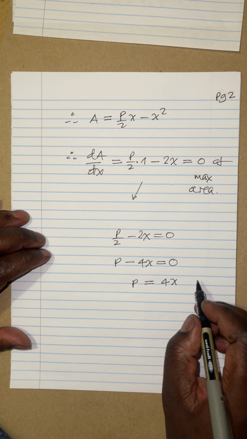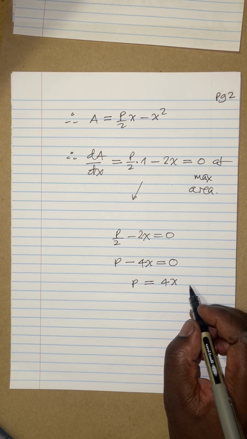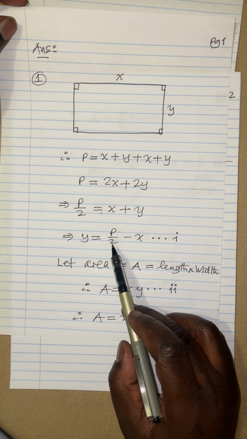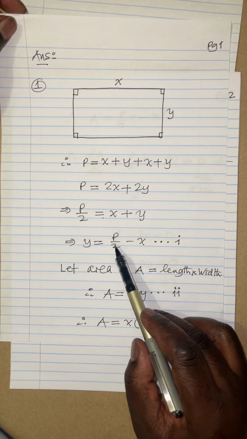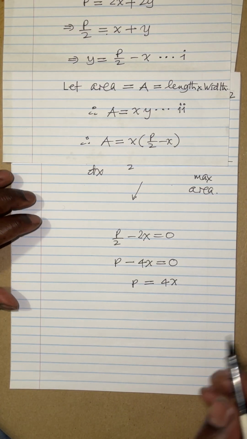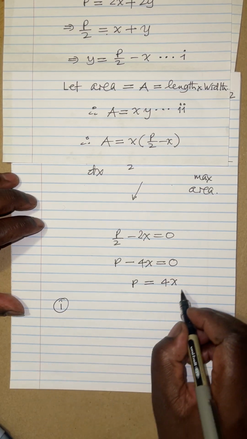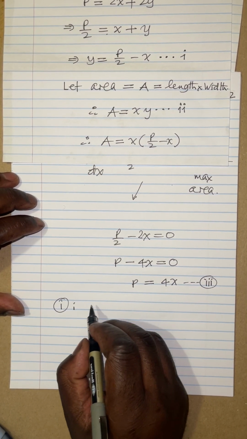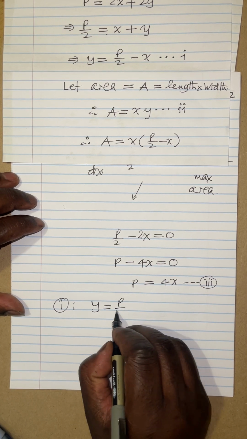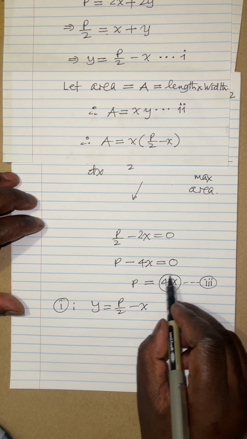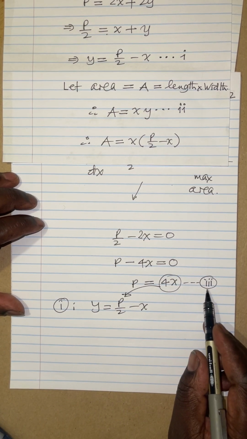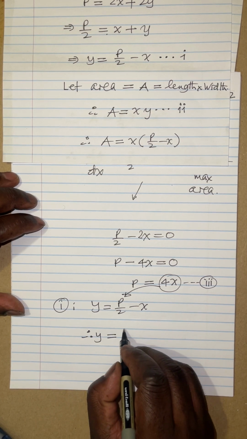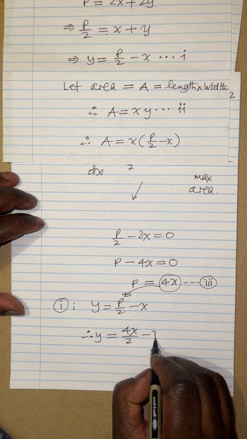P equals 4x. So now, I'm going to move back to equation number 1. There is our equation number 1, and we're told y equals p over 2 minus x. If you want, you can call this equation number 3, because we already have number 2. Equation number 1 says y is equal to p over 2 minus x. So we're going to take this expression and put it in that place. Now we're substituting 3 into 1. This means that y must be equal to 4x over 2 minus x.